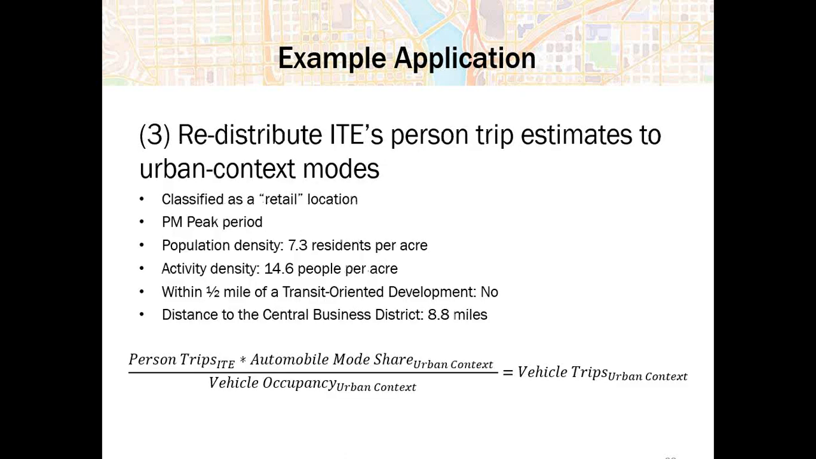The final part of this is to redistribute these person trip estimates into their urban context modes based on the equations and lookup tables that I was talking about earlier. Here we use a very similar equation where we apply an automobile mode share or a bike mode share, depending on which method you use or what you need, and the vehicle occupancy rate for that urban context.